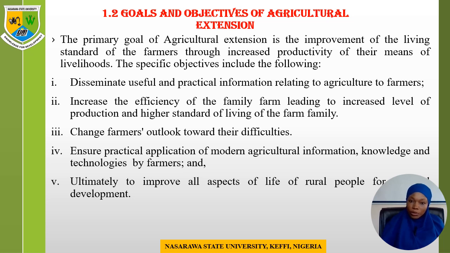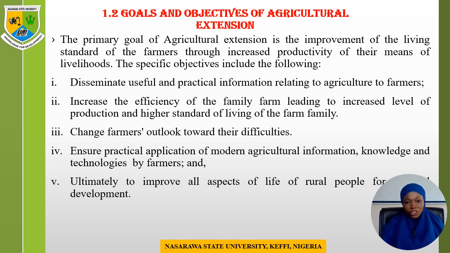Now we are going to be looking at the goals and objectives of agricultural extension. The primary goal of agricultural extension is to improve the livelihood or the living standard of farmers through increased productivity of their means of livelihood, which is farming. And the specific objectives to achieve these goals are as follows. 1. To disseminate useful and practical information relating to agriculture to farmers. Underline the words useful and practical information. That is information that will be helpful, that will be beneficial to the farmers. 2. To increase the efficiency of the family farm, leading to increased level of production and high standard of living of the farm families.